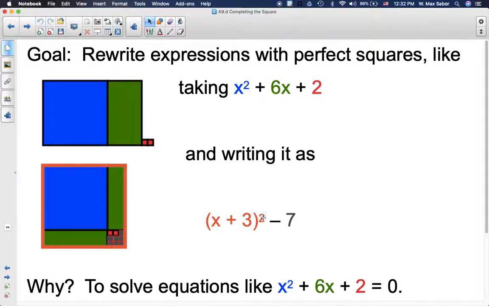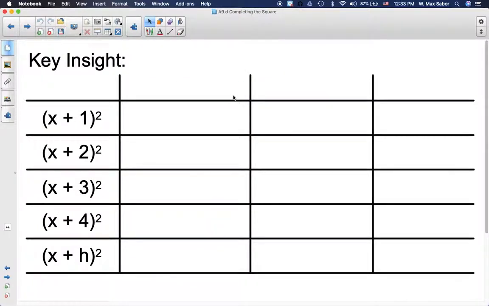Once we have an expression with a perfect square around it and no linear term, it's going to be much easier to solve that equation, because this equation cannot be factored normally. So completing the square gives us a way of solving this equation anyway. So the key insight is to realize that these expressions all have something in common.